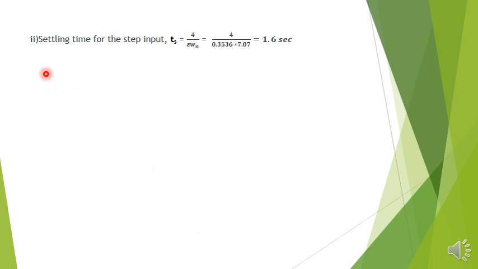Now about the settling time. Settling time for the step input, Ts, equal to 4 by zeta omega n. Here the percentage tolerance level is not given. In such a case, we need to consider 2% tolerance error. So for 2% tolerance error, it is 4 by zeta omega n. So 4 by 0.3536 into 7.07 is equal to 1.6 seconds.